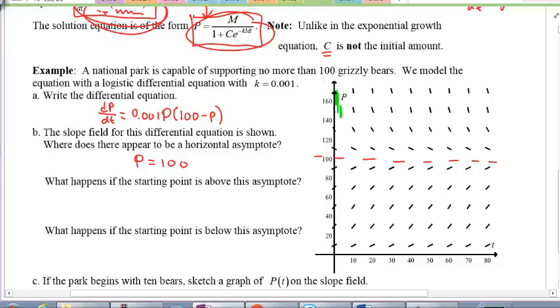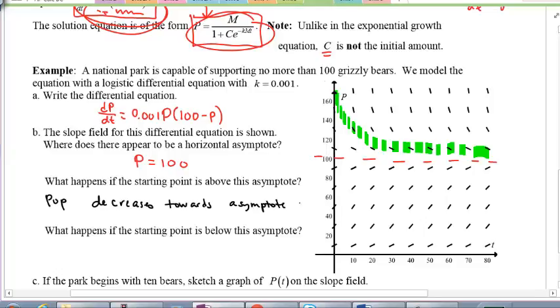Well, it looks like the population then decreases towards the asymptote. I'll say the population decreases towards the asymptote. And what happens if the starting point is below this asymptote? So something down here. Well, if you look, it seems to increase but then flatten out towards the asymptote as well. So in this case, the population increases towards the asymptote.